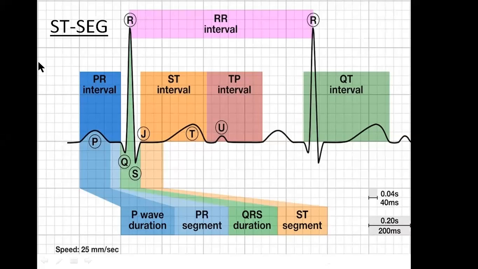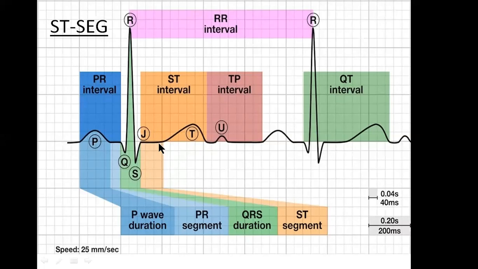Sorry, excuse me. This is the ST segment. This is the J point. This J point will go up in acute myocardial injury, and this J point will come down in non-STEMI, RST depression, RST sag, or digoxin toxicity. This is the ST segment.